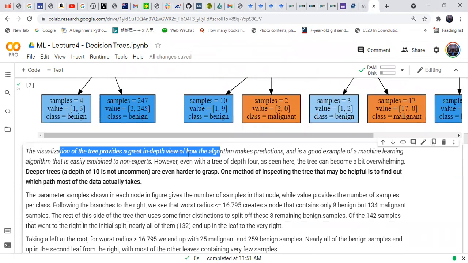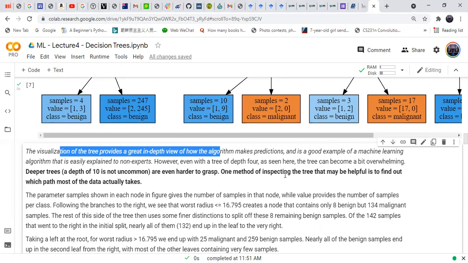The visualization of the tree provides a great in-depth view of how the algorithm makes predictions and is a good example of a machine learning algorithm that is easily explained to non-experts. However, even with a tree of depth 4, as seen here, the tree can become a bit overwhelming. Deeper trees are even harder to grasp.